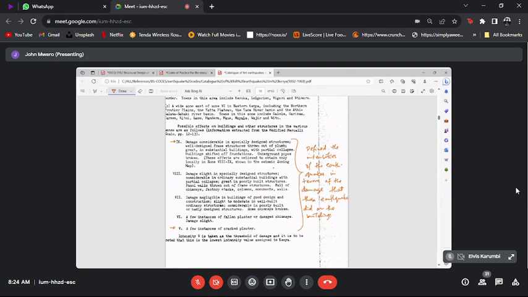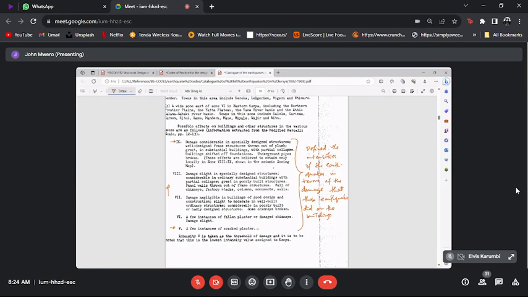So if you look at category 5, it says a few instances of cracked plaster. Then category 6 says a few instances of falling plaster or damaged chimneys. Damage is slight. Then category 7, damage is negligible in buildings of good design and construction. Slight to moderate in well-built ordinary structures and considerable in poorly built or badly designed structures. Some chimneys are broken, and it continues in intensity as you go up.